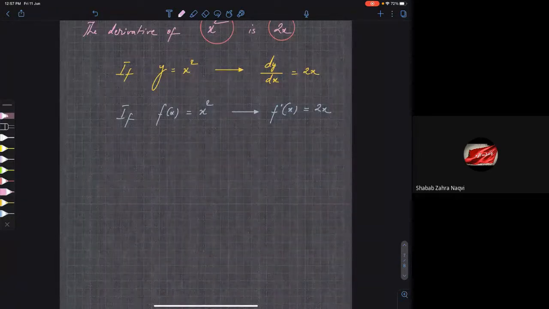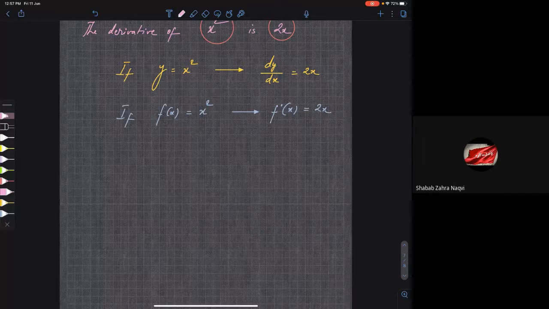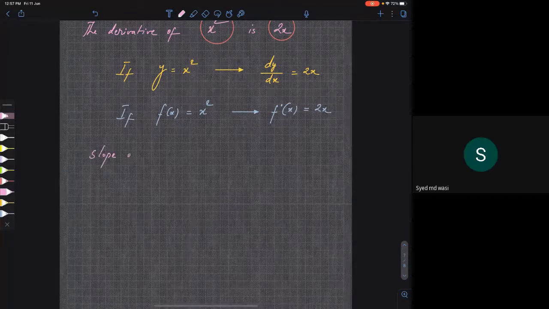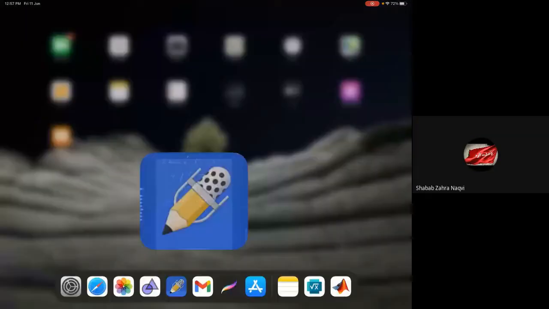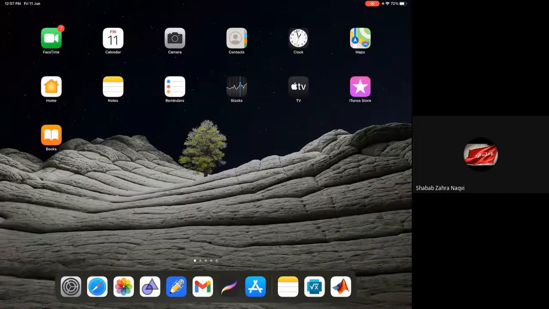In other words, what is derivative? Tell me. Slope. So it is the slope of a function. Slope of x square is 2x. Slope of x square is 2x. You are getting my point? Yes, sir. So let me just explain the meaning of slope of x square is 2x.